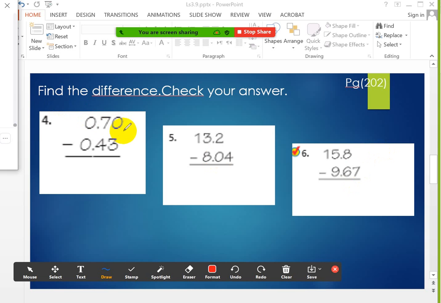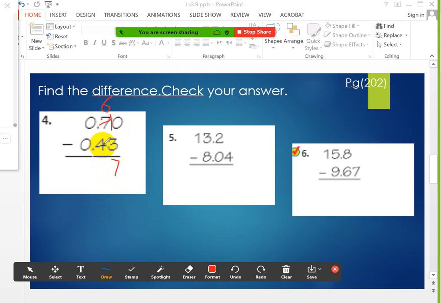So 0 minus 3. First thing, I will subtract number 4. 0 minus 3, I can't take 3 from the 0. So I will borrow from the number next to it, 7. This one will be 6. And I will take this 1 and put it next to the 0, so it will be 10. 10 minus 3 equals 7.